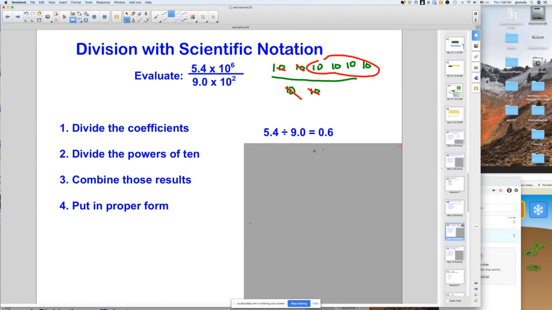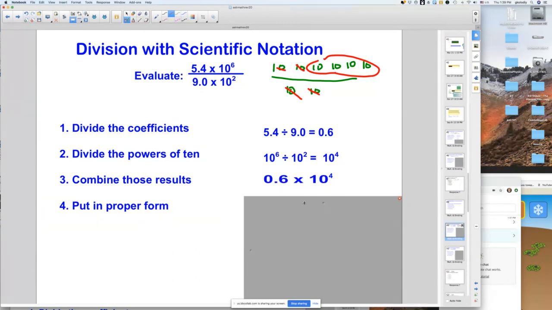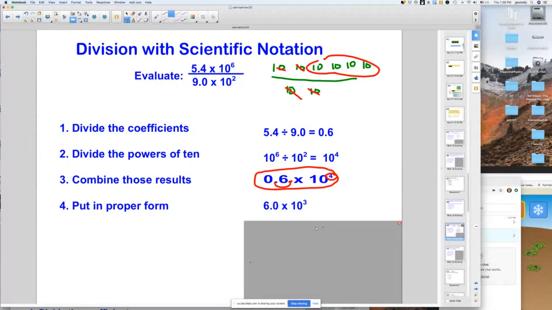So again, 5.4 divided by 9 is 0.6. 10 to the 6th divided by 10 squared is 10 to the 4th. Subtract the exponents, and you write the number as 0.6 times 10 to the 4th. Now, this number is mathematically correct. It's just not in standard form. I have to move the decimal point one more place. As I move it that one place, I make it bigger by a factor of 10. So that means I have to make this one smaller by a factor of 10 to have the same number. And you get that.